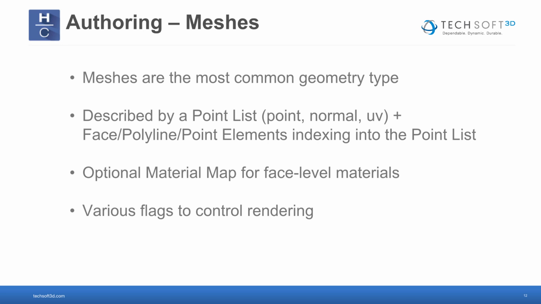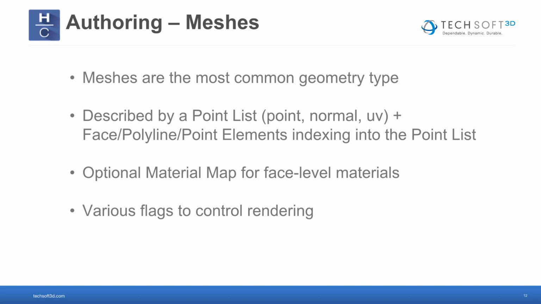And meshes are primarily what you're going to be working with when you're doing the authoring in the SC library. So what is a mesh? Well, a mesh is basically described by a point list. So we have points, normals, and texture coordinates, and face, polyline, and point elements indexing into the point list.